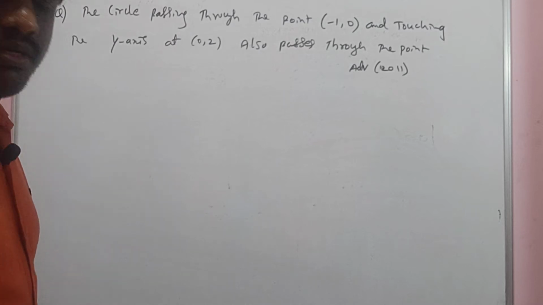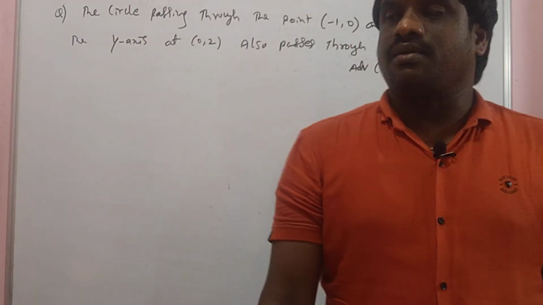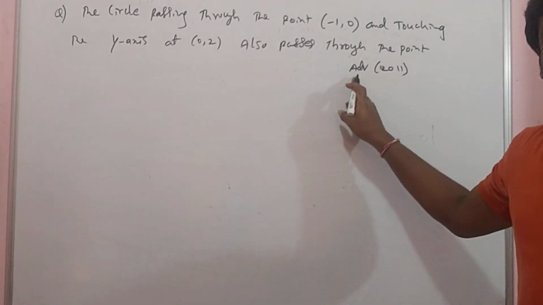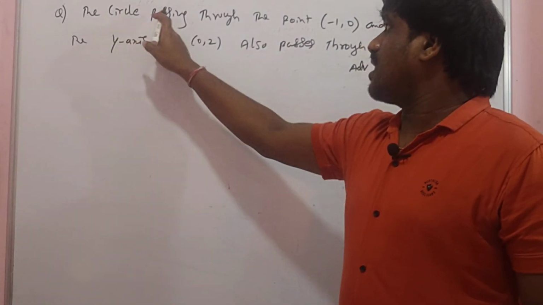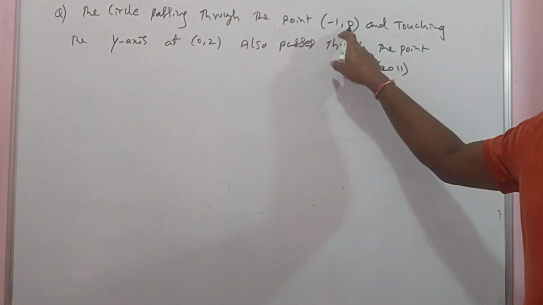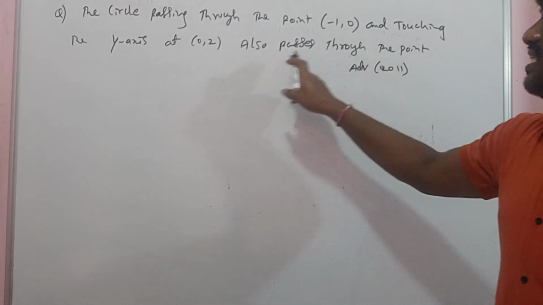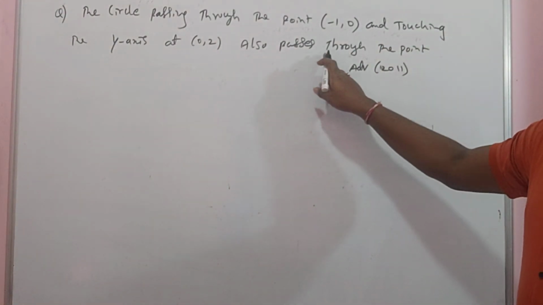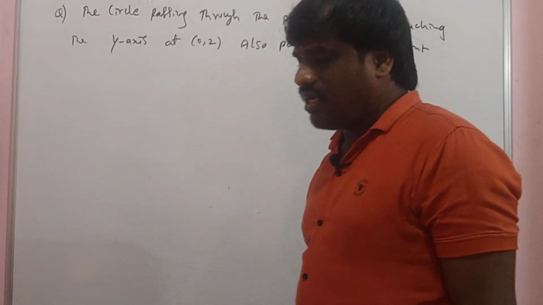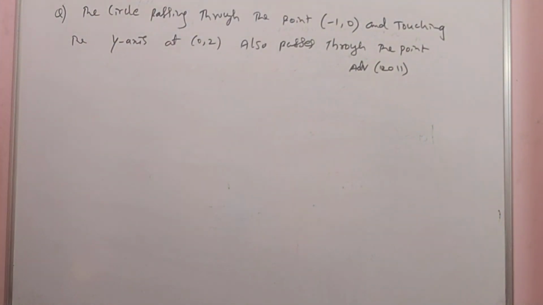Let's see one more example on type number 4. So what is the question? This question was asked in JEE Advanced 2011. The question says that the circle passing through the point minus 1 comma 0. You have to find the circle which is passing through the point minus 1 comma 0 and touching the y-axis. It is touching the y-axis at 0 comma 2. Also passes through the point. Which point does it pass through? They have given options here. Down they have given options. So first we will find the circle equation, then we will satisfy the point. Okay, the point I have not written, I will write at the end.